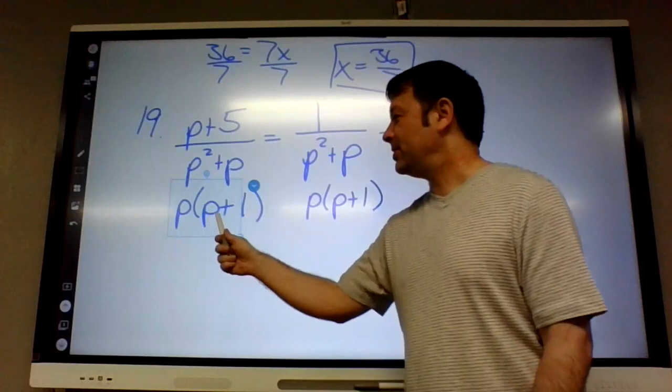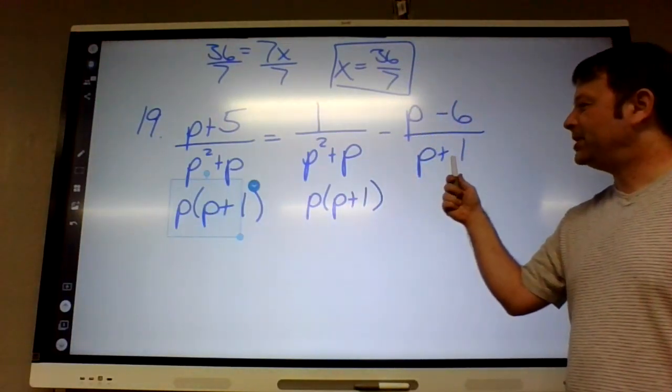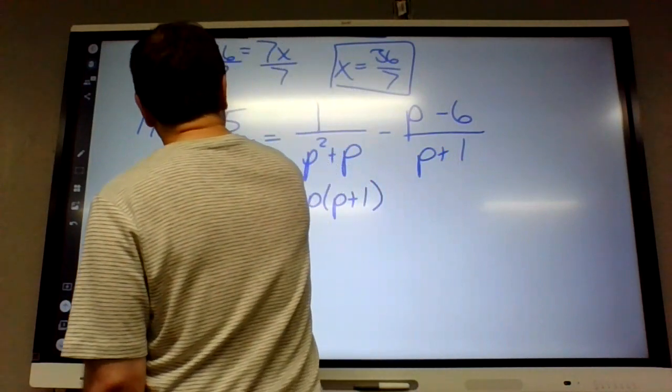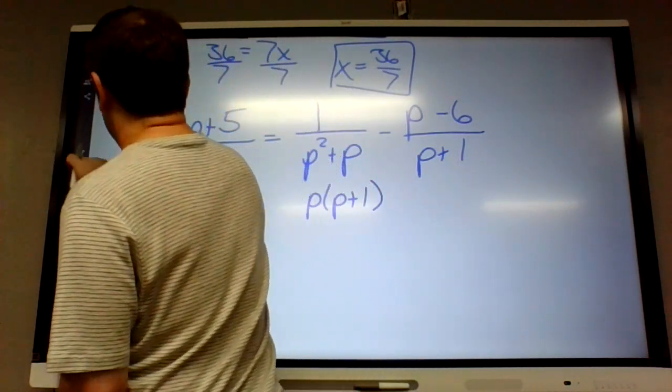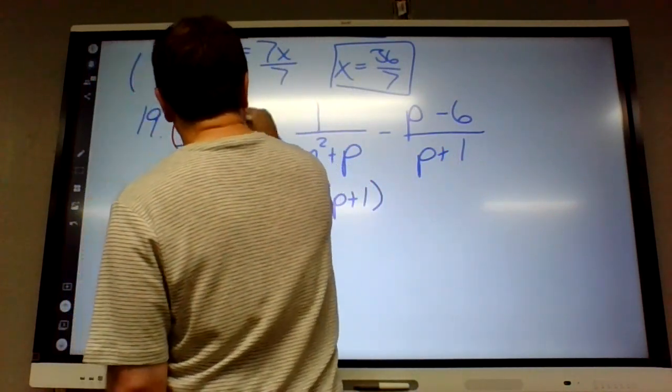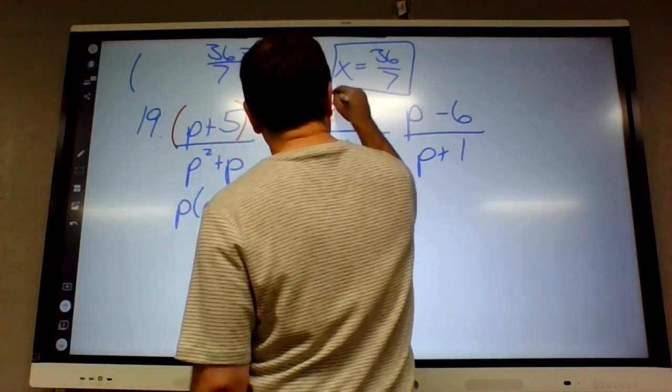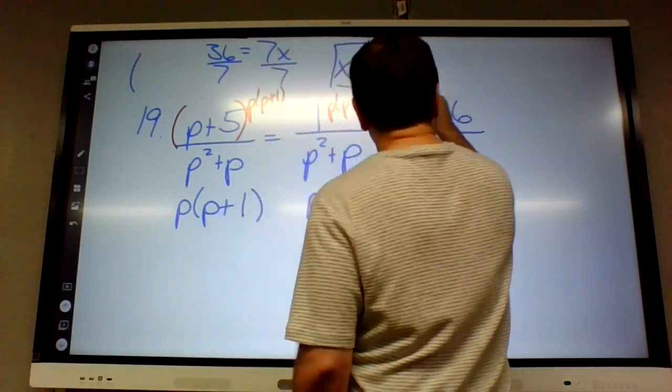So what is our common denominator? P plus 1. P plus 1. You guys are fired. All right. Let's go red. Contrasting color. So I'm going to multiply everything by p plus 1. Still funny, yes.